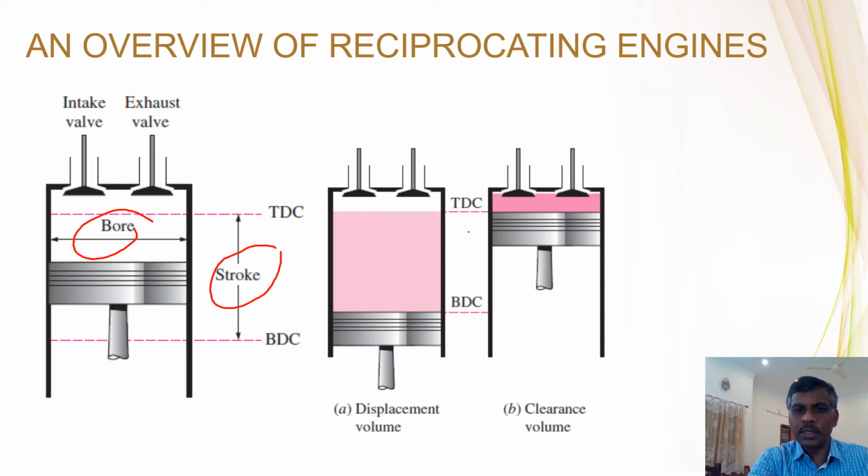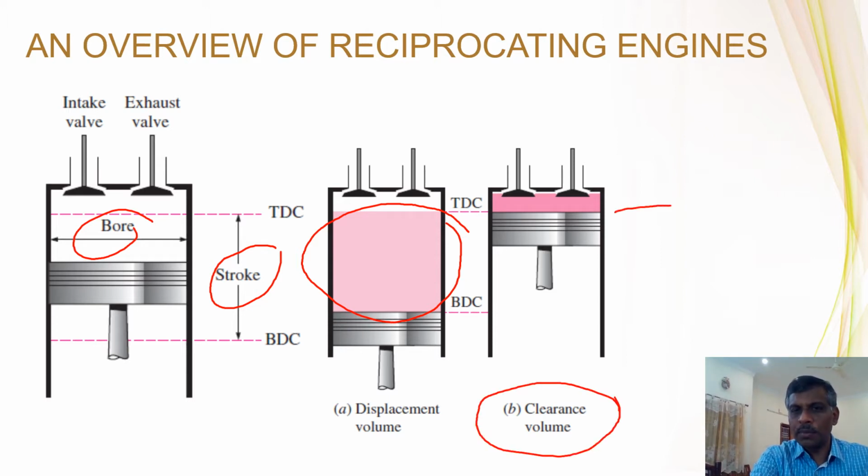In this diagram, you can see this colored portion as the piston moves from TDC to BDC or from BDC to TDC. The volume swept by the piston is called the swept volume or displacement volume, which we calculate as pi by 4 d square, that is the cross-section area of the piston, into the length of stroke. And always remember the second term, the clearance volume, the volume which is left when the piston has reached the top dead center.